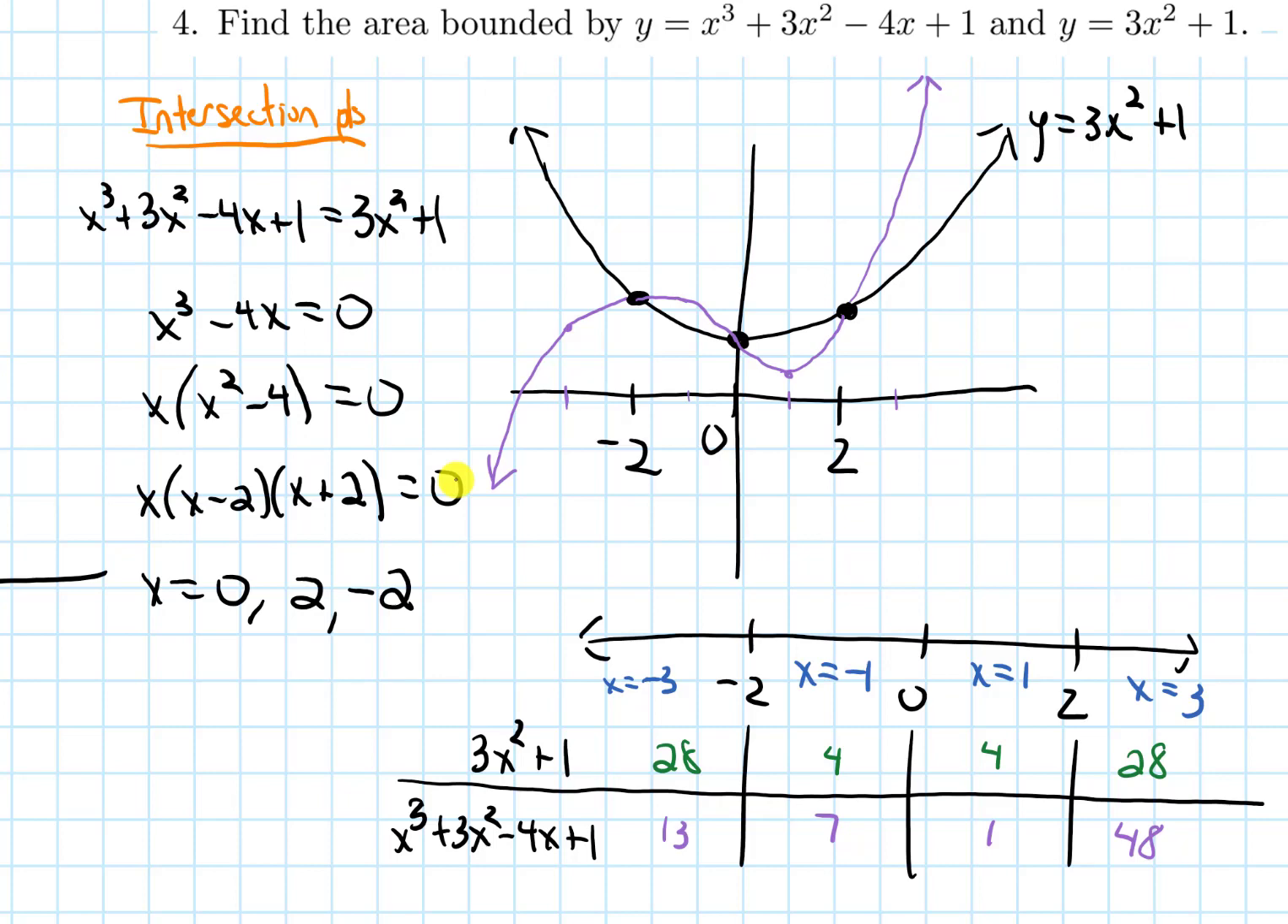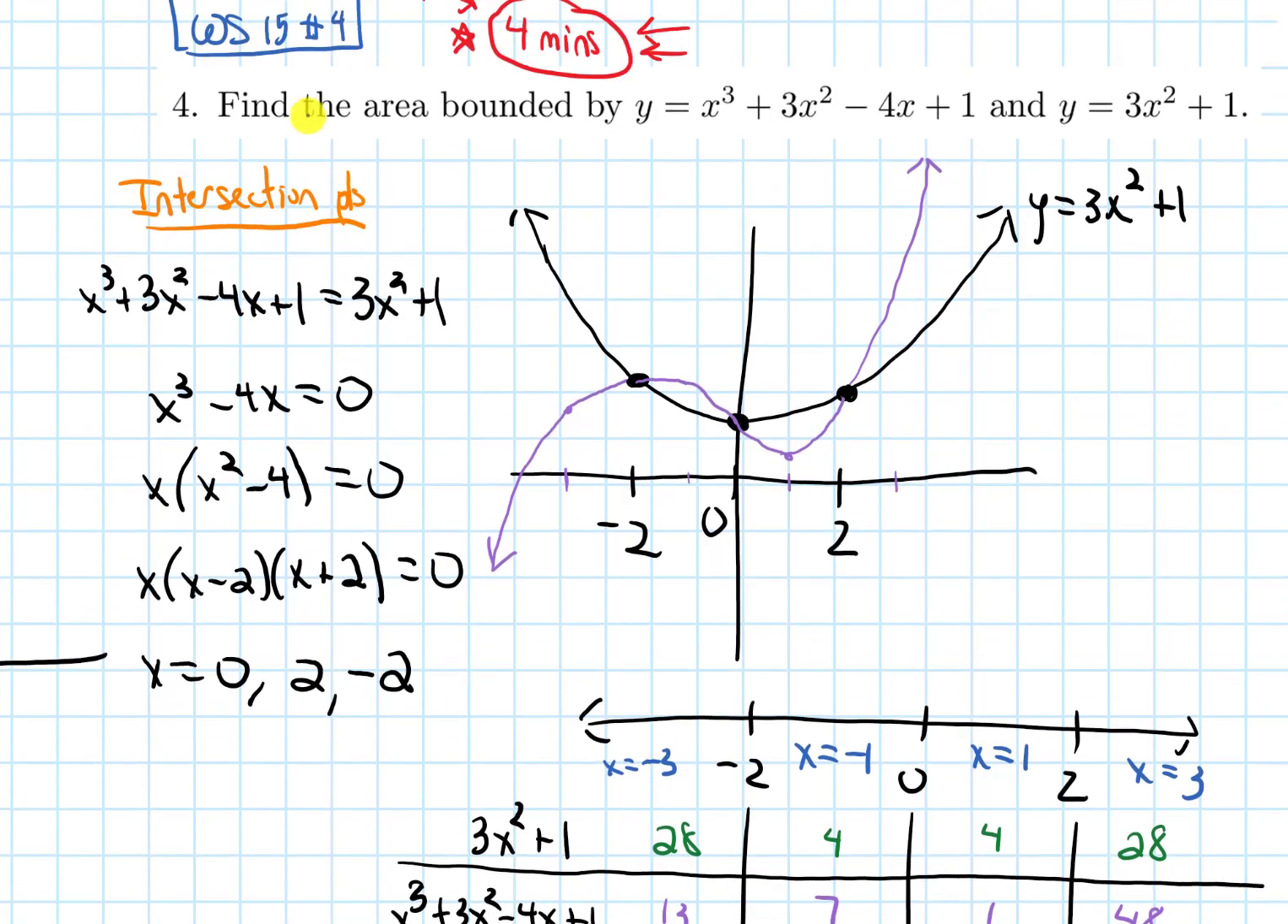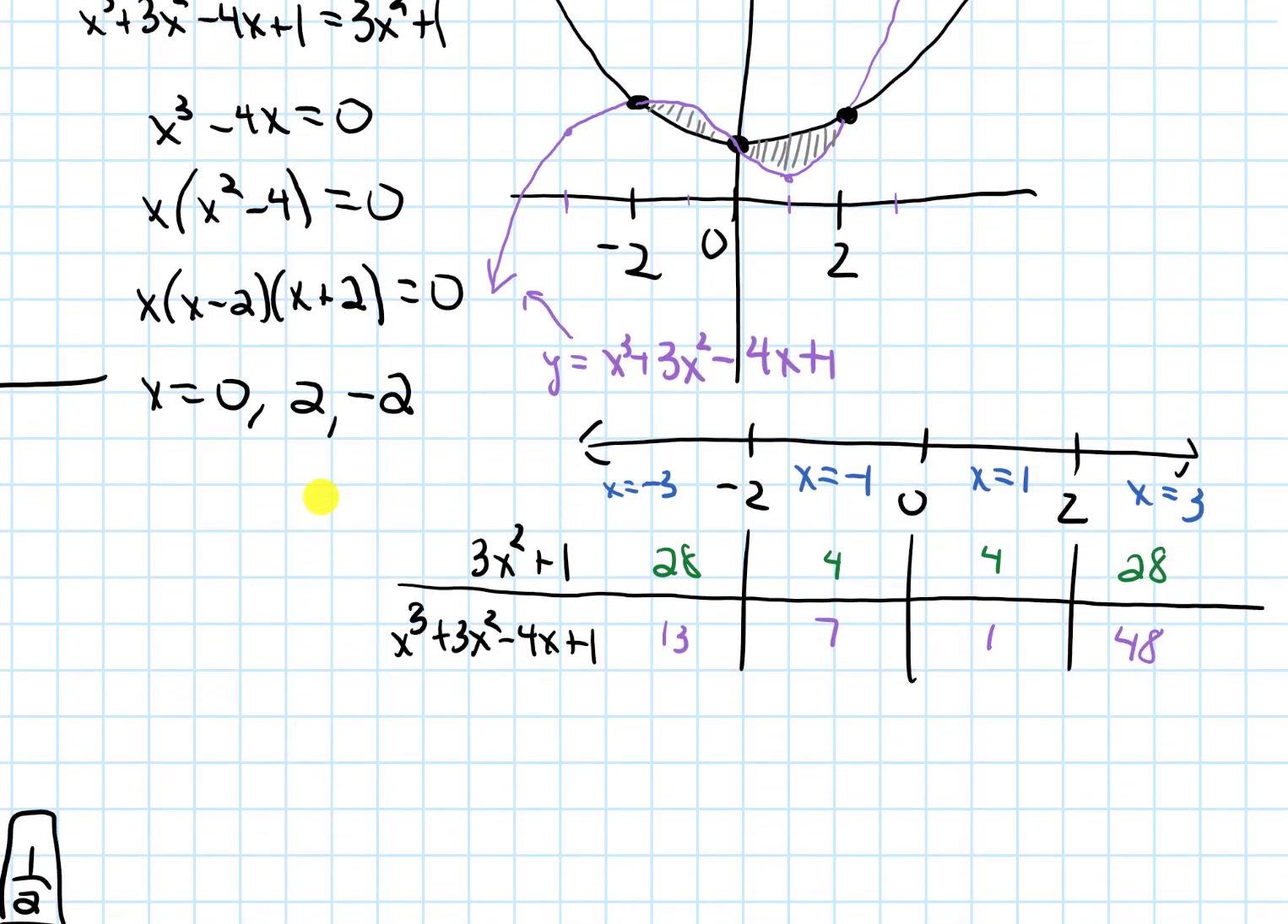But the most important thing that I care about is, what does the region look like that these curves are bounding? So I see there's one section here, there's one section over here. And from this I can tell what my top function looks like and what the bottom function looks like, because the top and the bottom function are going to switch at x equals 0. Okay, so this is my cubic graph, by the way, x to the third plus 3x squared minus 4x plus 1. So let's go ahead and set up our integral for the area.